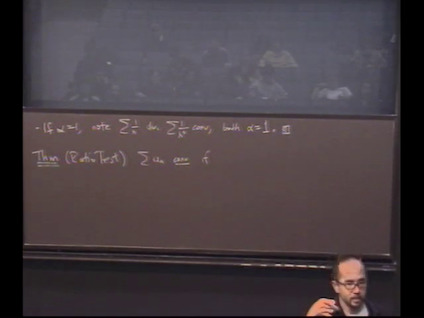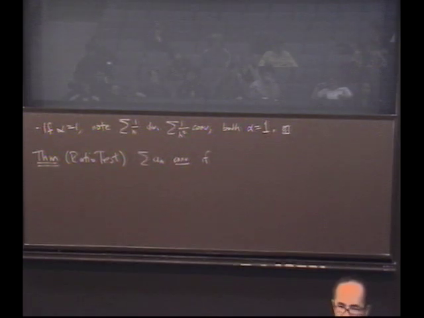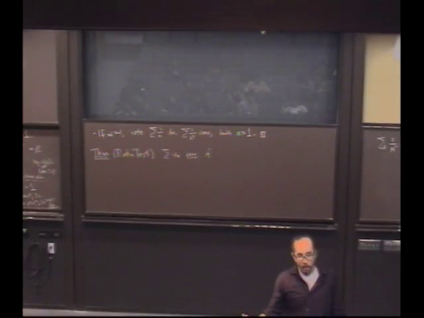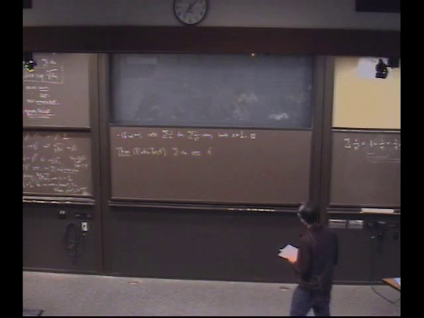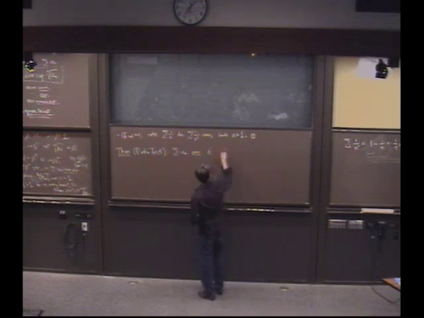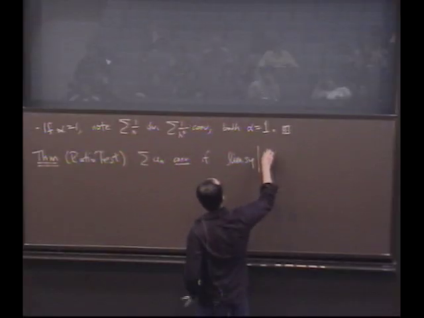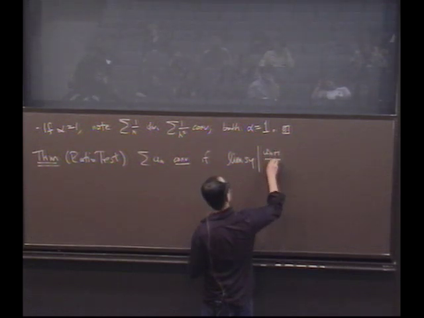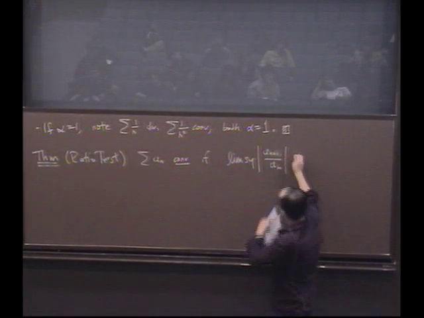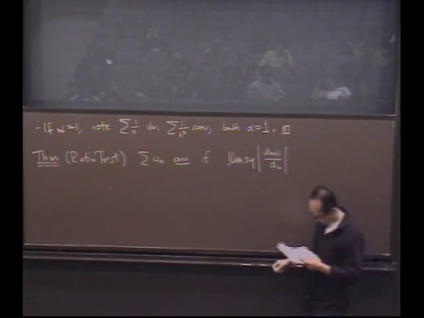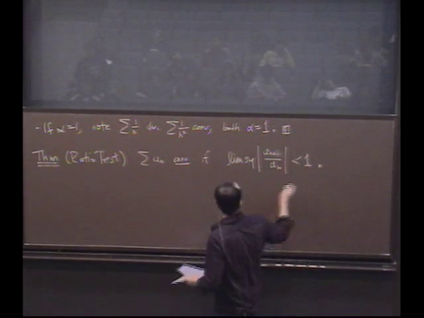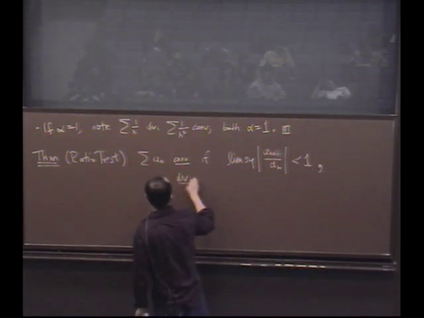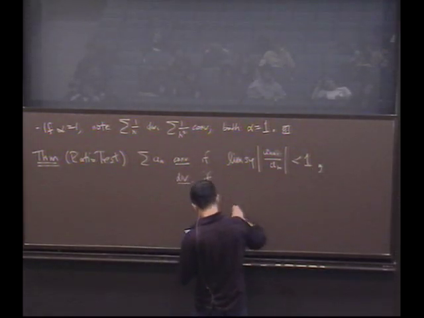Well, what do I do with those ratios of successive terms? You might say take their limit, but again, the limit may not exist. That's a high school version, right? You give a simple case. But in this case, we're going to look at the lim sup of the ratios a sub n plus 1 over a sub n. And it converges if this lim sup is less than 1. Very good. And it diverges if what?